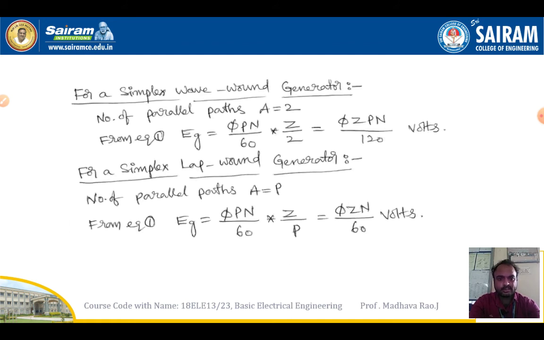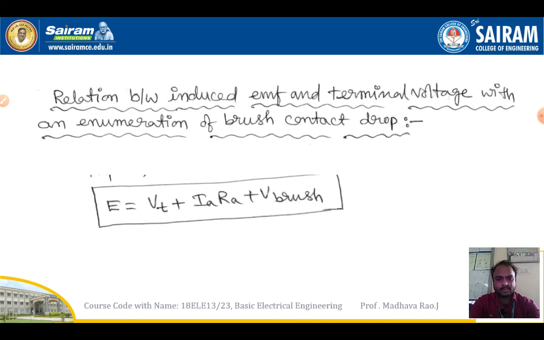Next we will see the relationship between induced EMF and terminal voltage with an enumeration of brush contact drop. This is one of the important relations for doing problems. Here induced EMF E is equal to terminal voltage Vt plus armature drop IaRa plus V brush drop.